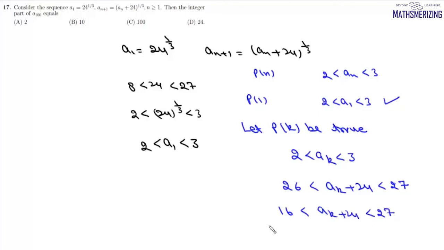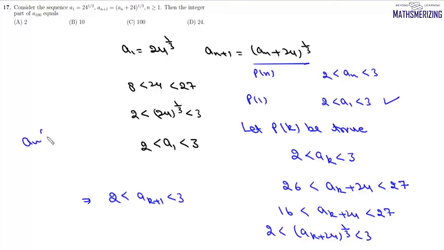Now we take the cube root, we can write 2 is less than (a_k + 24)^(1/3) and it will be less than 3. Now this is nothing but a_(k+1). So from here we can say a_(k+1) will lie between 2 and 3. So from mathematical induction, we can say that for any n, this a_n will lie between 2 and 3, and then the greatest integer function of any a_n will be simply 2. So the integral part of a_100 will be nothing but 2, and that's your option A.